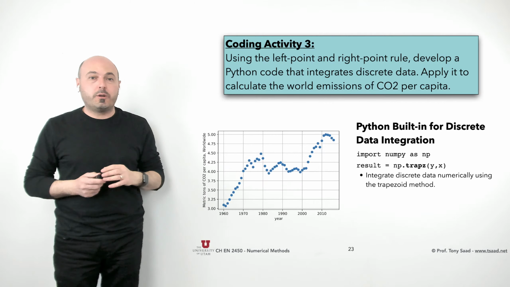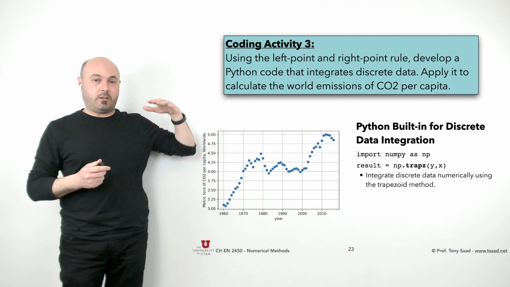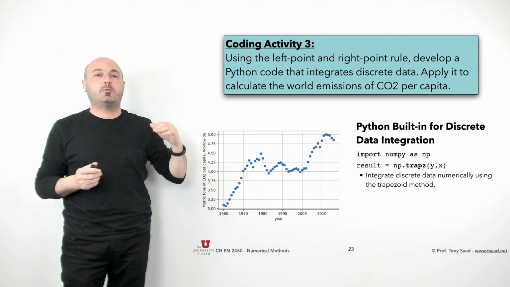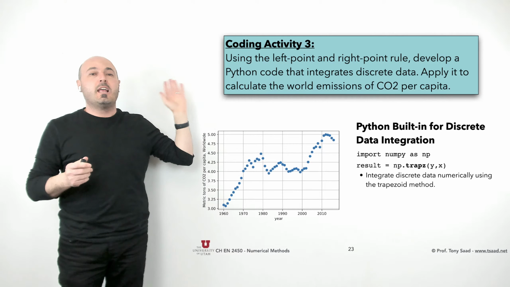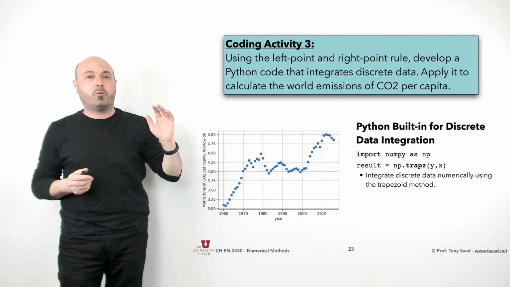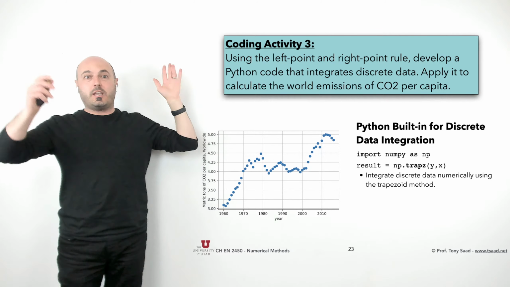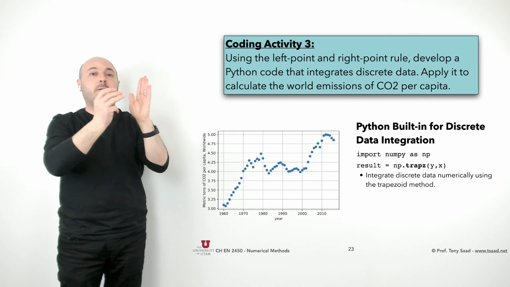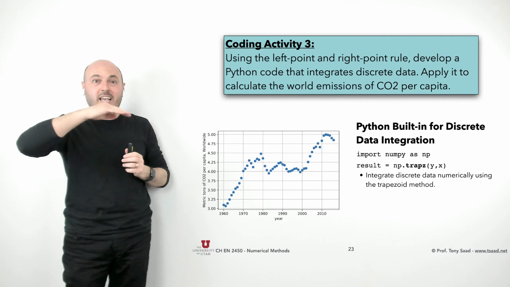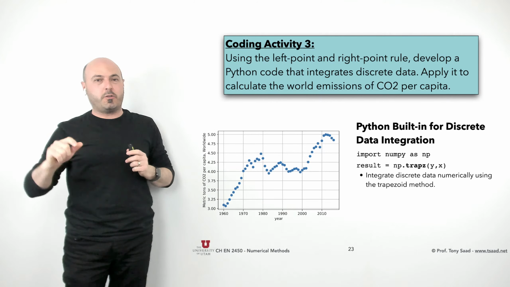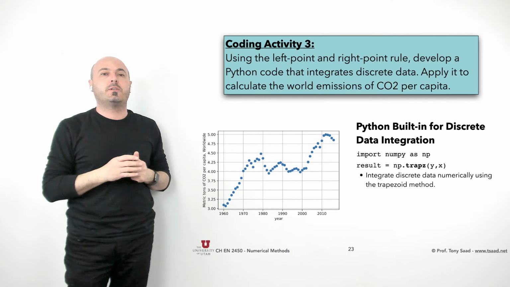Okay, now just to remind you where we're at. We started with a continuous function. We defined left point, right point, and midpoint rules. We applied that to the entire interval, and then we subdivided the interval into segments, applied each one of those rules to each segment, and then added up the results.